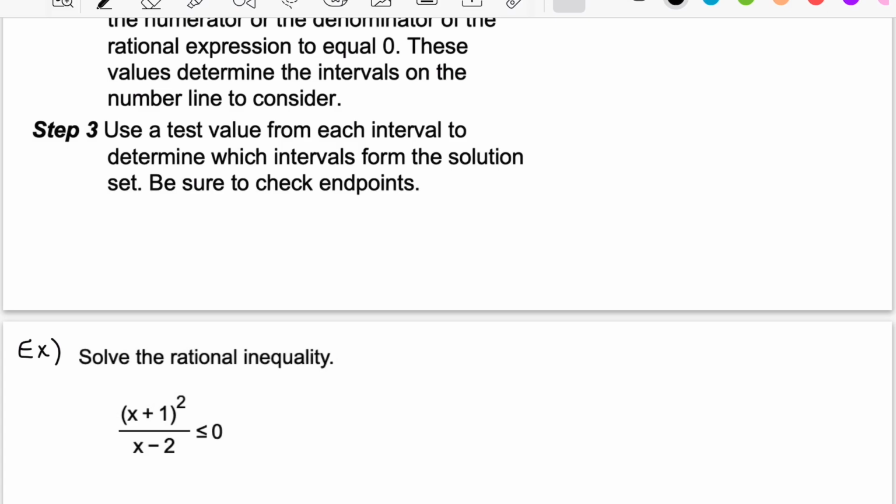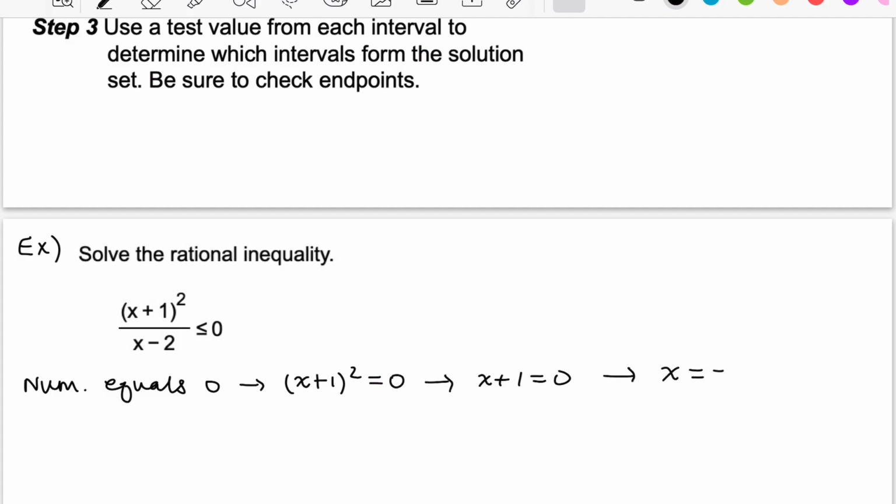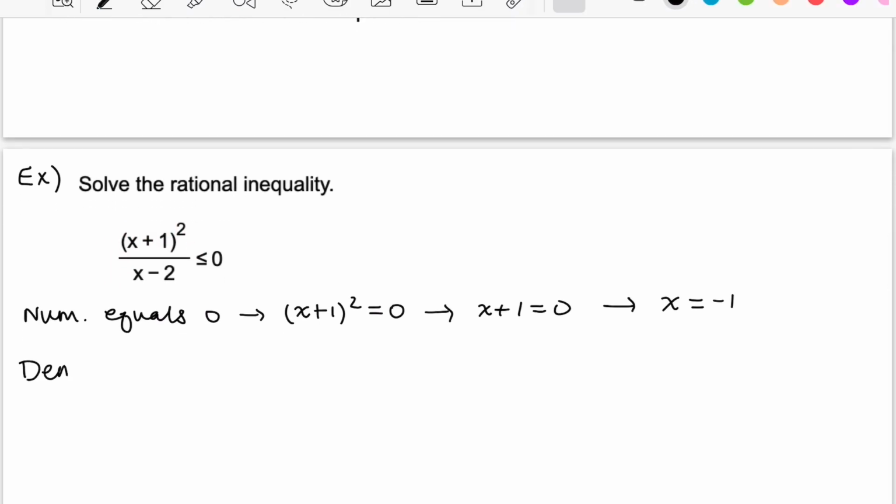Now for step 2, we're going to figure out when our numerator is equal to 0. So I'll abbreviate numerator like that. So numerator equals 0 when x plus 1 squared is equal to 0. Taking the square root of both sides, we just get x plus 1 is equal to 0, which then tells us x is equal to negative 1. So when x is equal to negative 1, our numerator is equal to 0. Next, we want to figure out when our denominator is equal to 0. And that happens when x minus 2 is equal to 0, so when x is equal to 2.